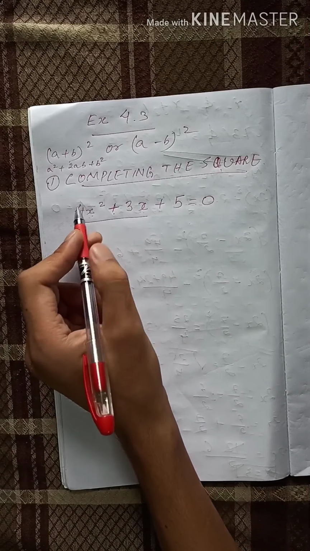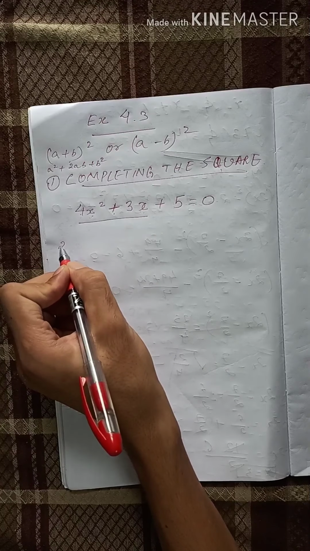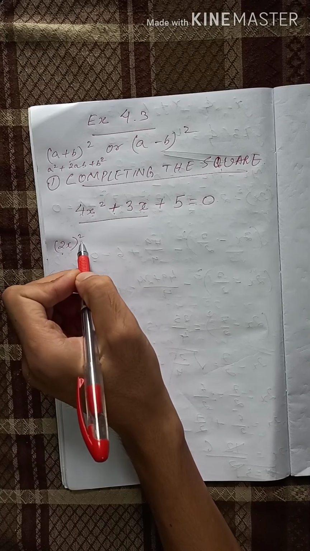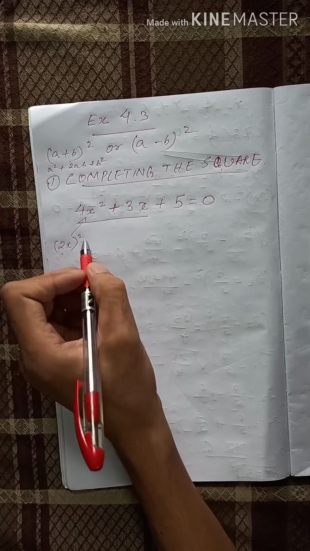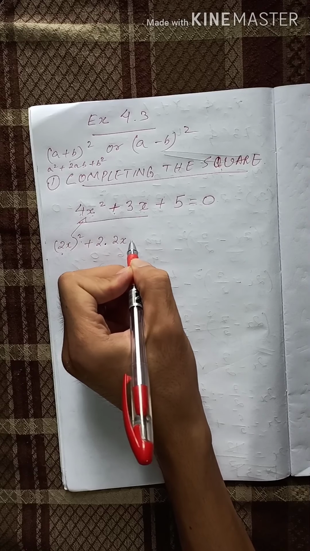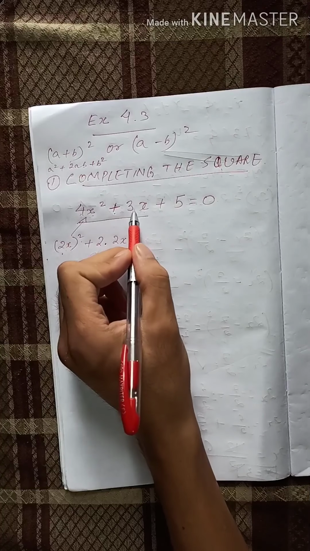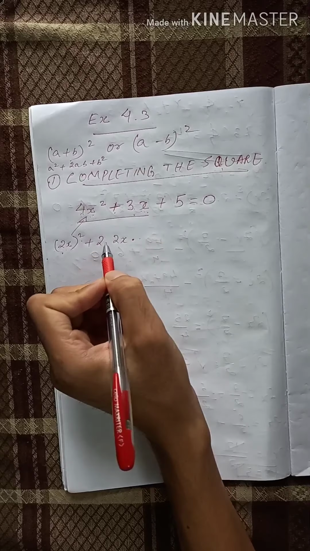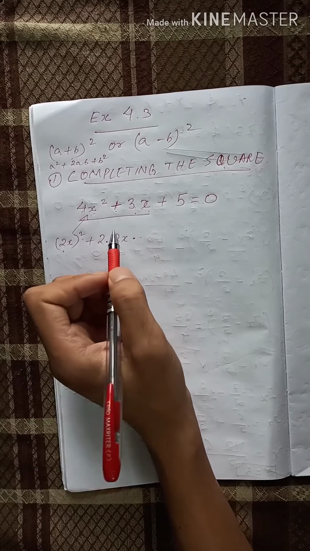Just by looking at 4, the square root of 4 is 2, so 2x squared. This term can be written as (2x) whole square. This will give us the 4x squared. So a squared, and twice a, we took as 2x. Now b. First term we have written down, second term is this one. You have to write something that will give us 3x. 2 into 2 is 4.